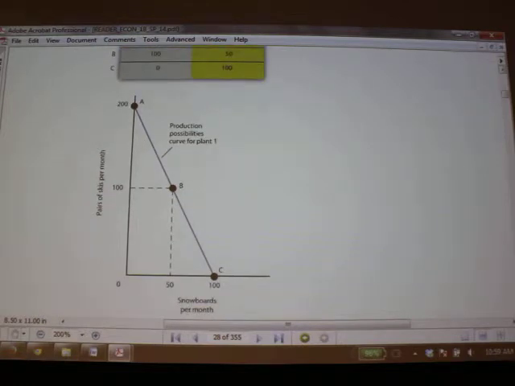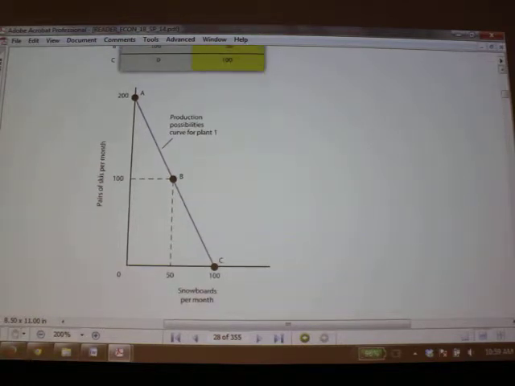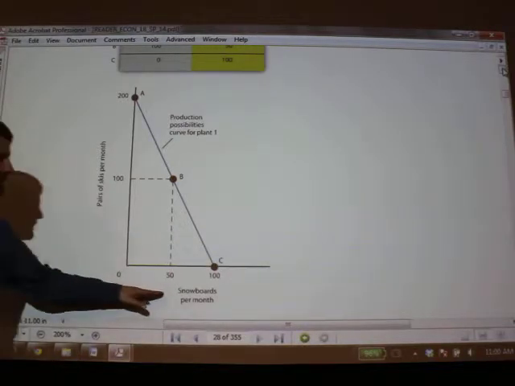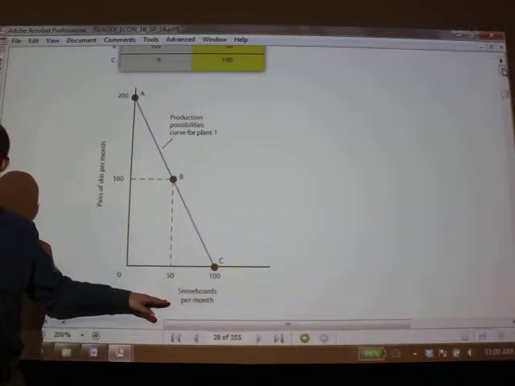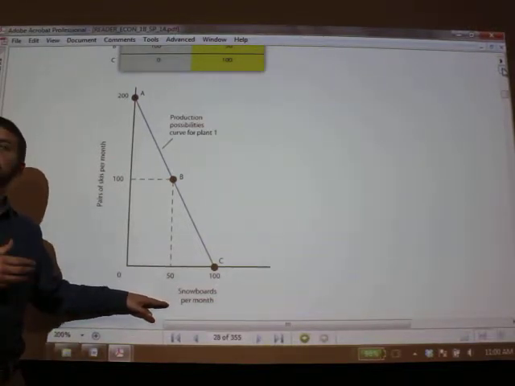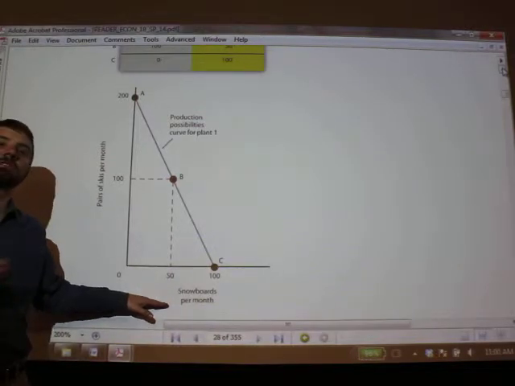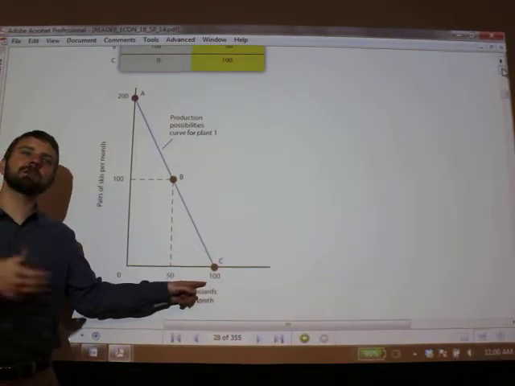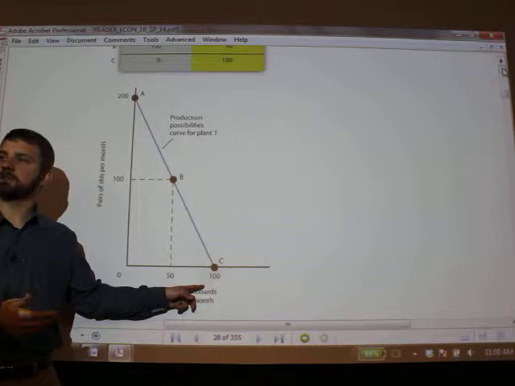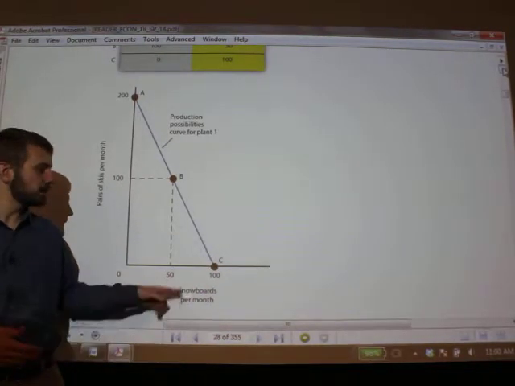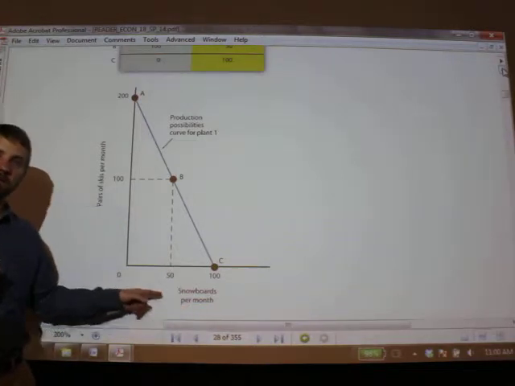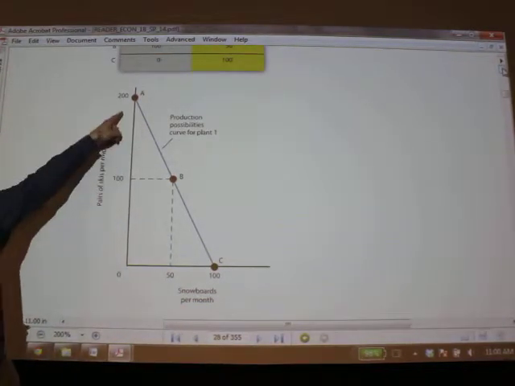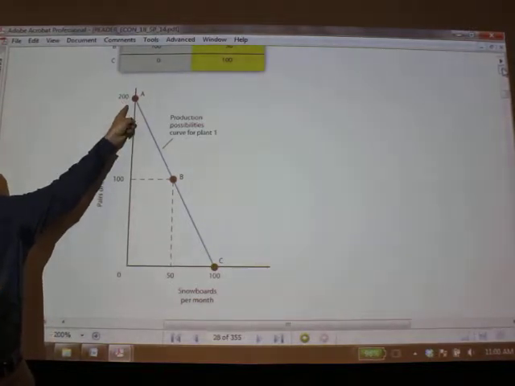So here you have one. You have goods on the x-axis and the y-axis. So the x-axis, which is this one, shows you how many snowboards per month this factory can produce if it uses all its resources to produce snowboards. And so we see that is how many? 100. Right? So by using all its resources, it means all its machines, all its workers, all its raw materials are used to go into making snowboards. On the other hand, if it uses all its resources to produce skis, it can make 200 pairs of skis.